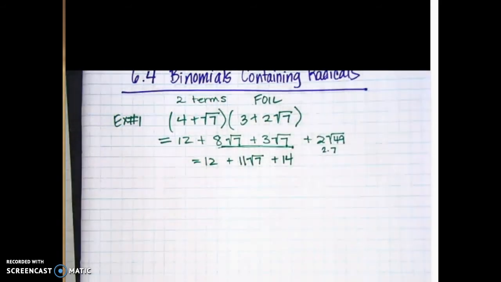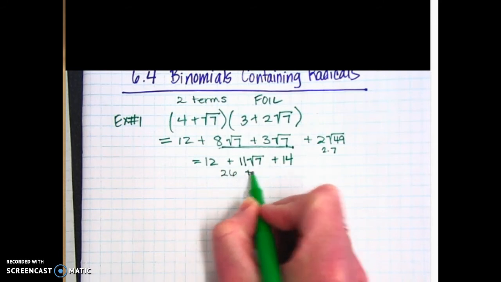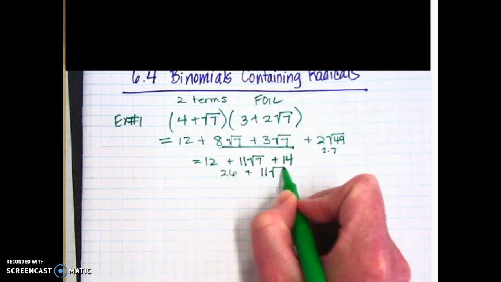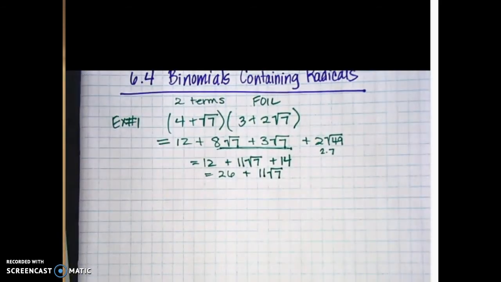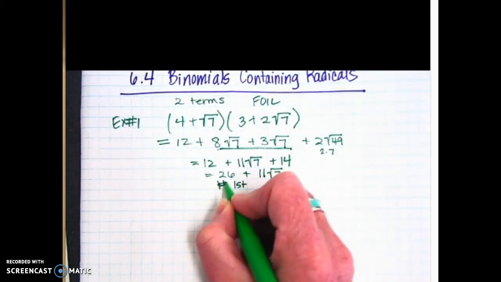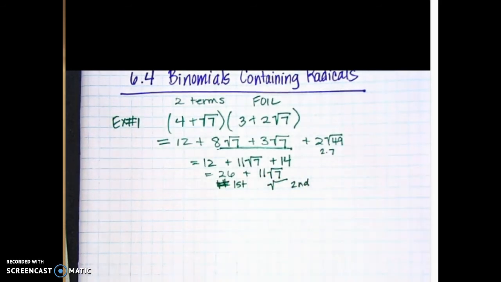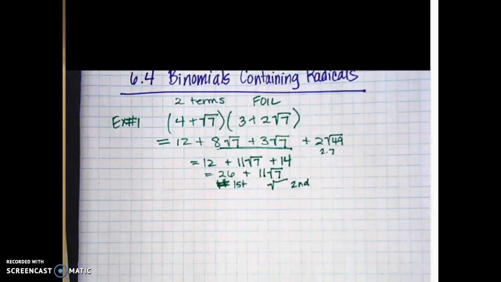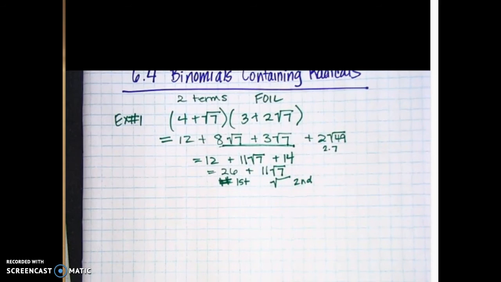Okay? We are almost done, but I see another pair of like terms, right? So 12 plus 14 is 26. And then 11 square roots of 7. Standard form when you're writing your binomial is to put the number first and then the radical second. Is it wrong if you put the radical first? No, but it's just not polite. I don't know. Okay? Any questions on example number 1 there?